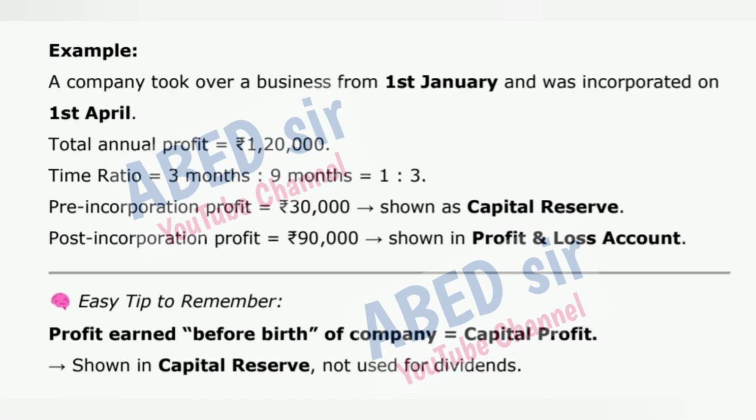Example: a company took over a business from 1st January and was incorporated on 1st April. Total annual profit is equal to 1,20,000 rupees. Time ratio is 3 months to 9 months, that is 1/3. Pre-incorporation profit is equal to 30,000 rupees, shown as capital reserve. Post-incorporation profit is equal to 90,000 rupees, shown in profit and loss account.